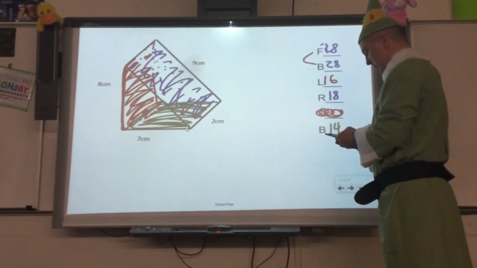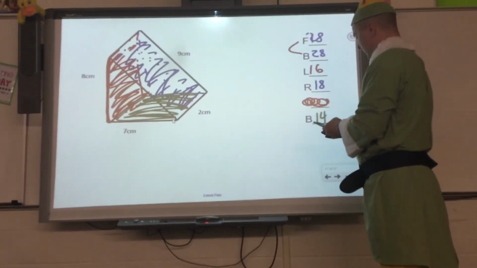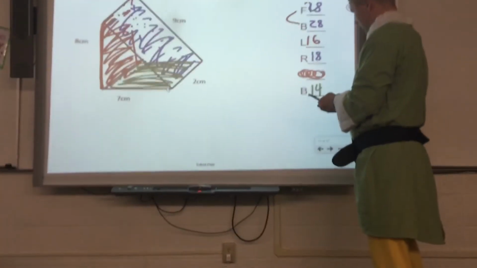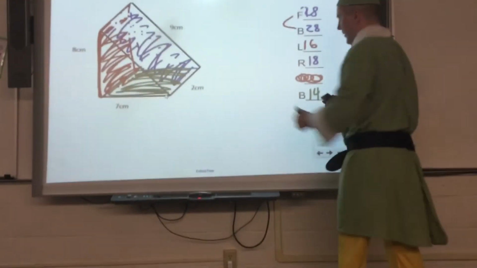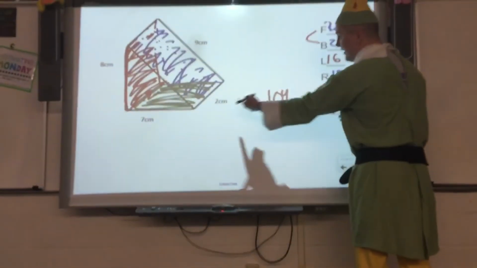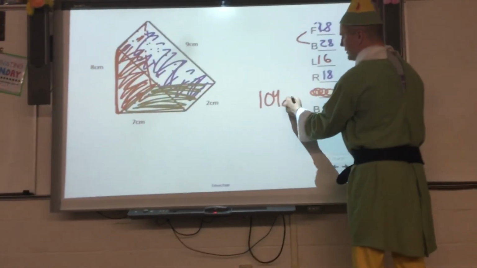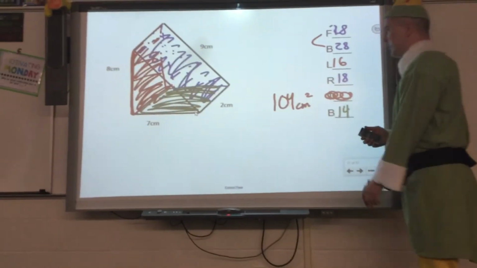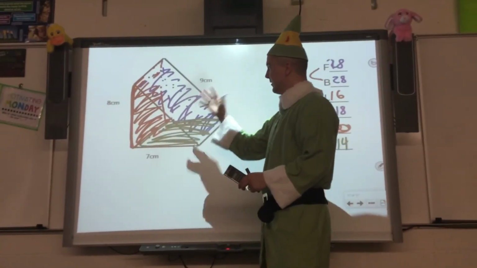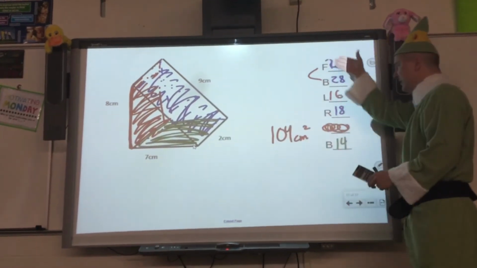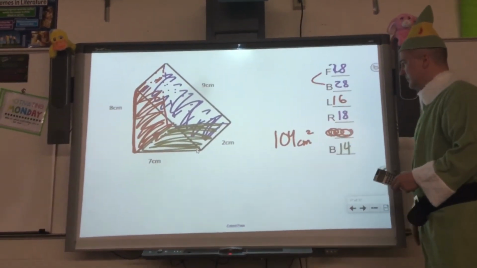All right, so 28 plus 28 plus 16 plus 18 plus 14, 275, no. You get 104, and these are actually labeled for centimeters, and they are squared. So again, I have to find the area of all the faces. There are 5 on this one. And then go about it. Add them all up. Let's try another one.